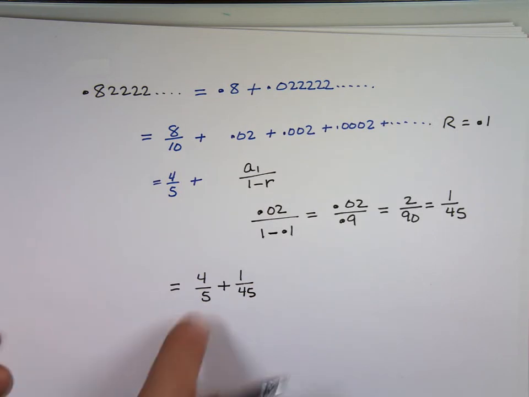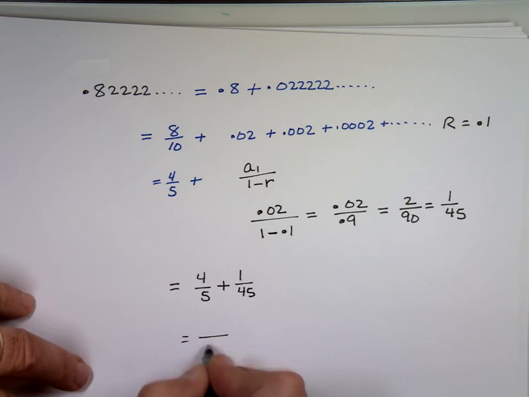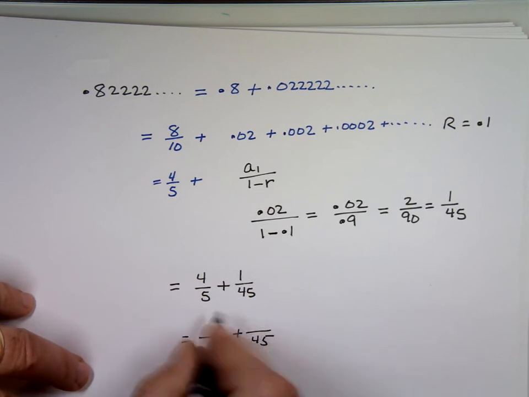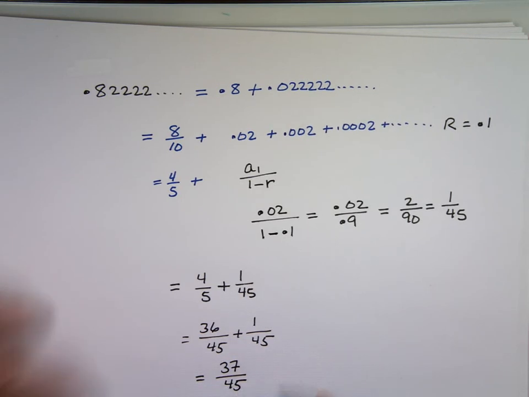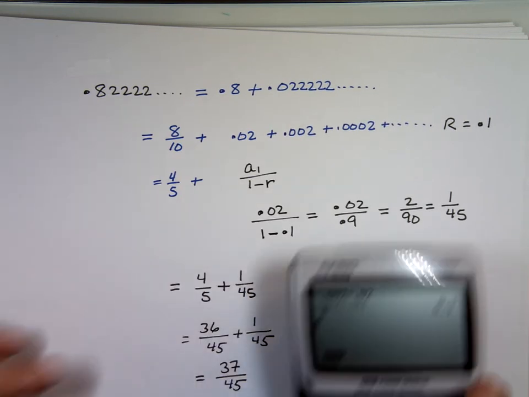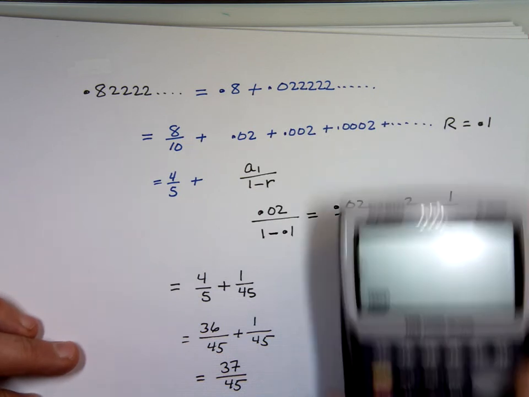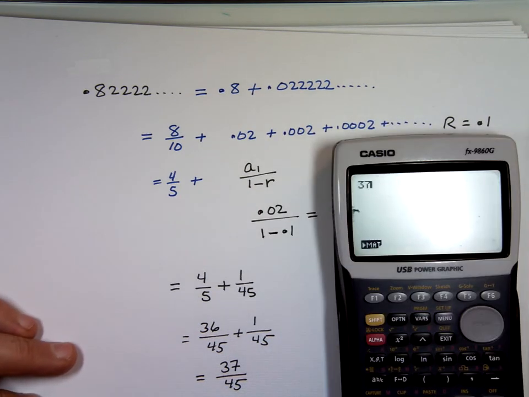What's the LCD here? 45, so times 9. 9 times 4 is 36, plus 1, that's 37 over 45. Let's see if that's true. Get your calculator handy. Yeah, it is. 37 divided by 45. What do you know?